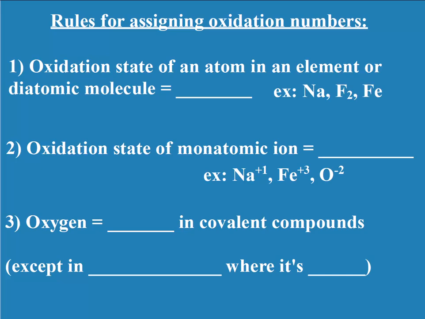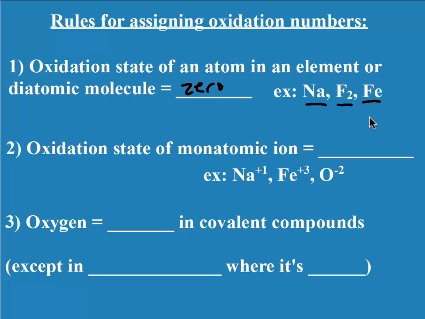So, some rules for assigning oxidation numbers. First, the oxidation state of an atom in an element or diatomic molecule is going to be 0. Here are some examples that you're going to want to write down. If I just had an element by itself, sodium, or iron, or a diatomic element, notice you don't see any charges on those, so all of those oxidation states would be 0.